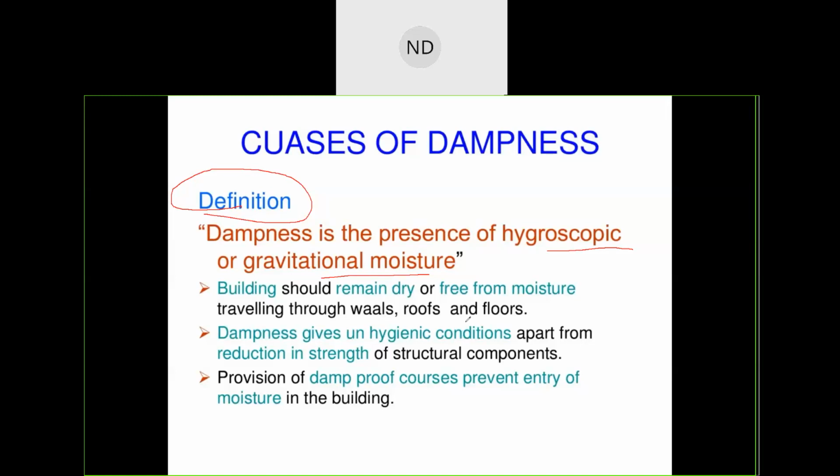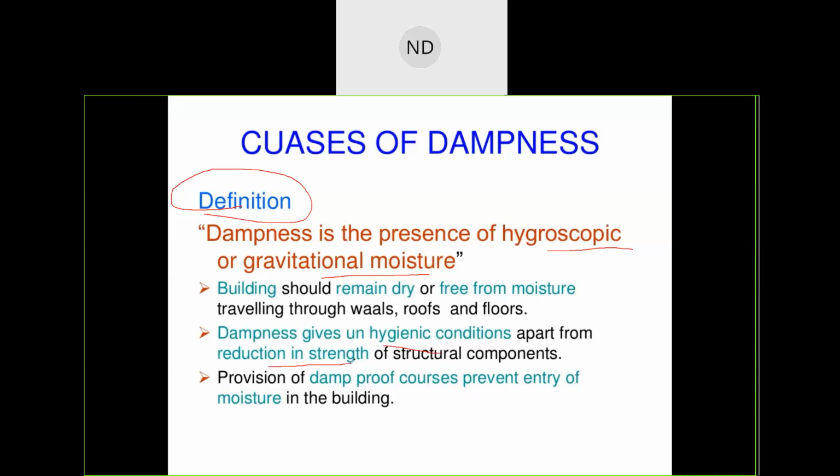when it is rainy season, from your walls, or when the plinth is not properly done, then from the ground level your water may enter inside your plinth level. When the plinth is not properly done, water may enter into the ground floor, and this will provide dampness to your structure, which is not good. Dampness gives unhygienic conditions apart from reduction in strength of structural components. Obviously, it is unhygienic as well as the strength of the structure will be decreased.